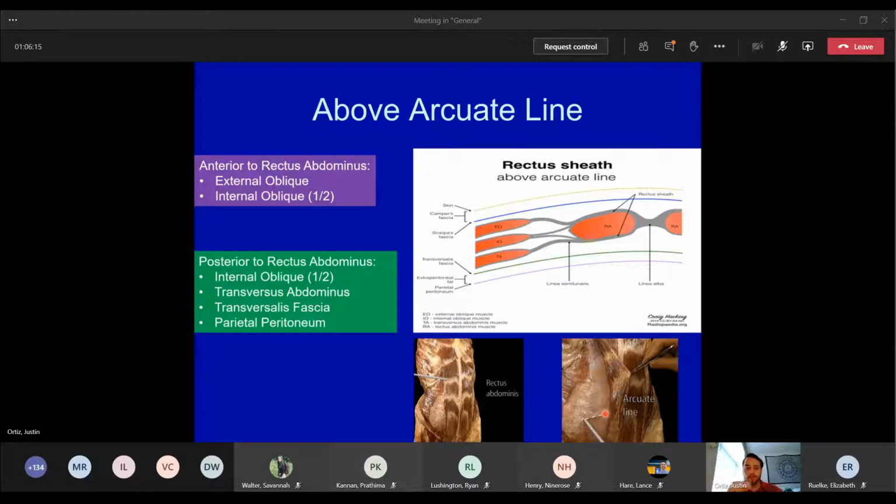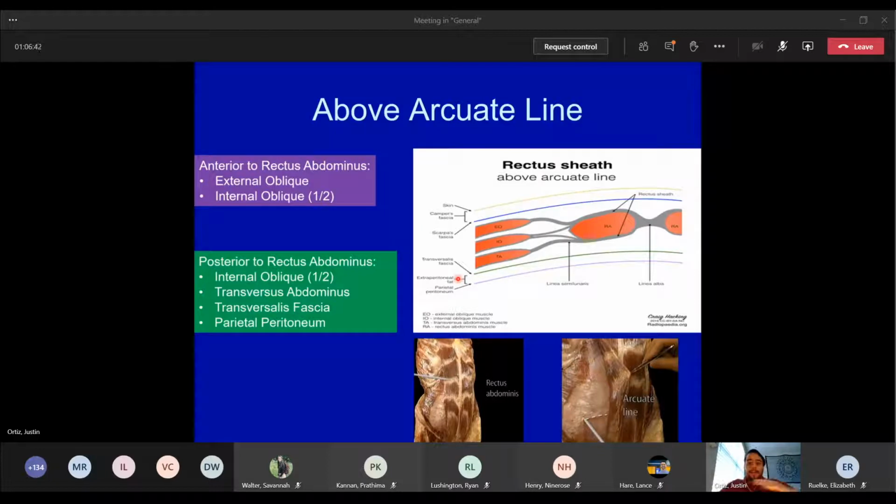Basically, this arcuate line is a line on the posterior rectus sheath, because all your abdominal muscles, the external, the internal, and the transversus abdominis, are all going to converge and make that rectus sheath when they get into the midline. But depending on if you're above or below the arcuate line, those muscles are going to switch between being anterior and posterior to the rectus abdominis. So I'll clear that up right here.